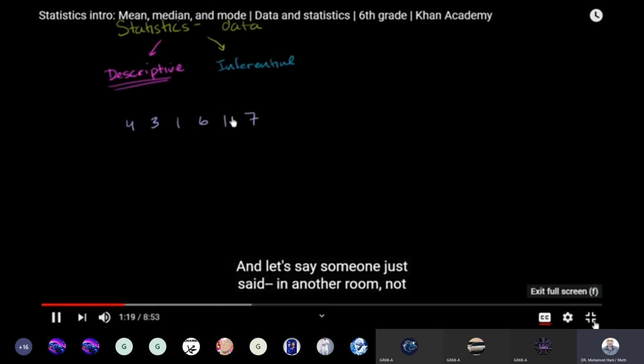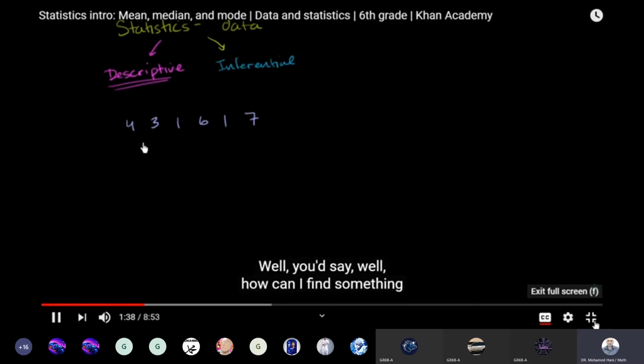And let's say someone just said in another room, not looking at your plants, well, you know, how tall are your plants? And they only want to hear one number. They want to somehow have one number that represents all of these different heights of plants. How would you do that?